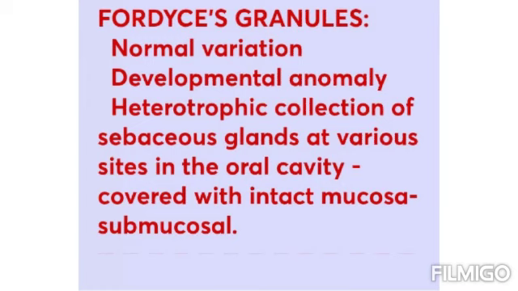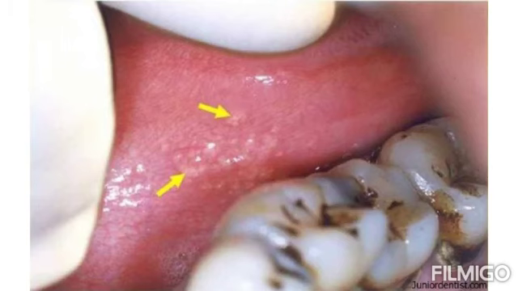Fordyce's granules are a normal variation, so they are not a lesion. These are a developmental anomaly characterized by heterotopic collection of sebaceous glands. It is very important: a collection of sebaceous glands at various sites in the oral cavity, covered with intact mucosa, and usually present in the submucosa. This picture shows Fordyce's granules present on the cheek, showing the yellow spots.